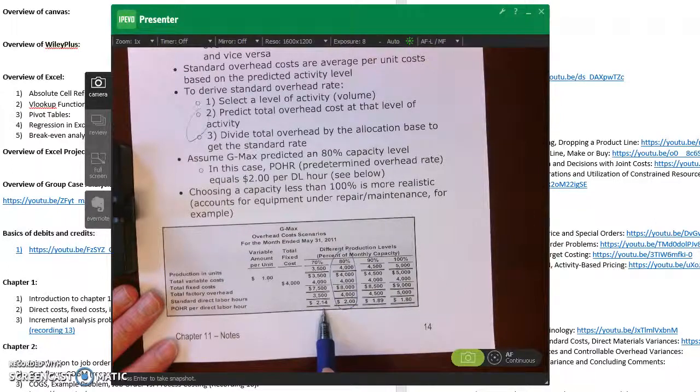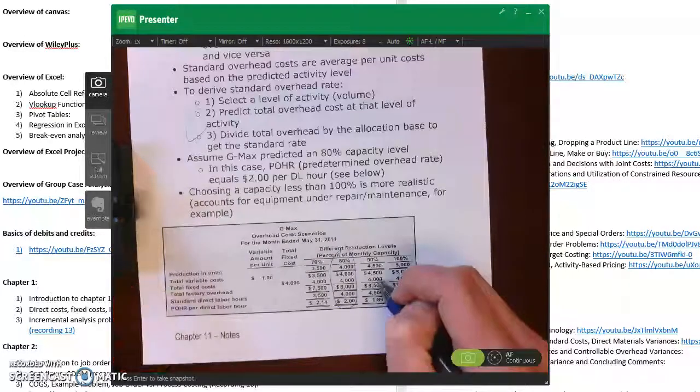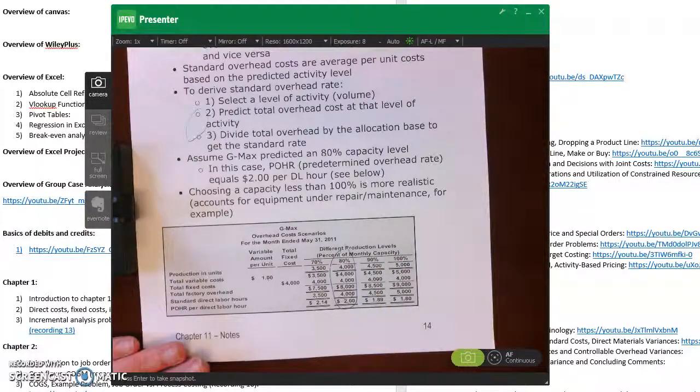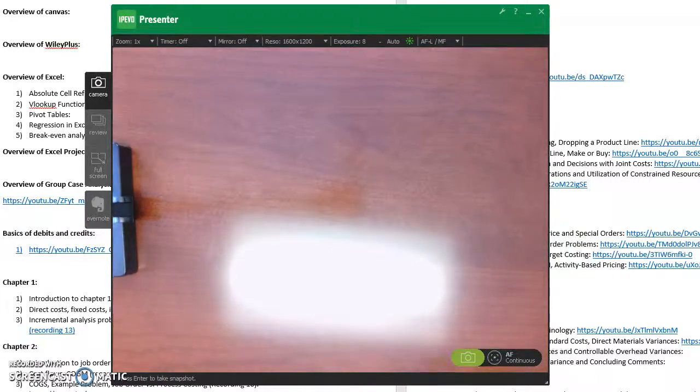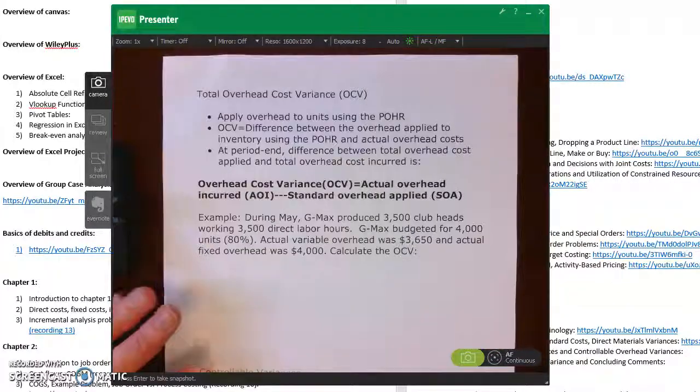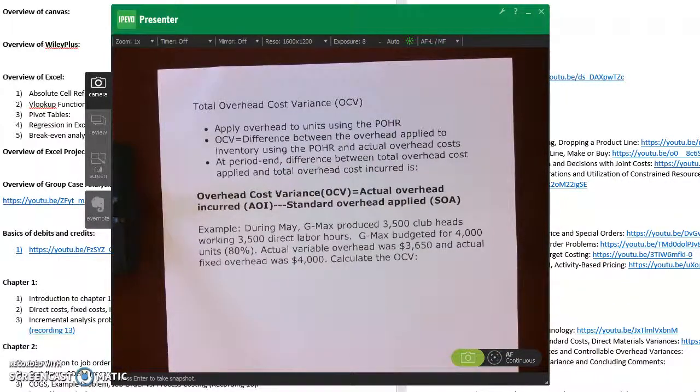Then take a look at what happens to the predetermined overhead rate. As you produce more, it keeps going down because the fixed overhead stays the same, and it's spread out over more labor hours, okay? So the first thing that I want to talk about, before we even talk about the controllable overhead variance, is to calculate our total overhead cost variance, okay?